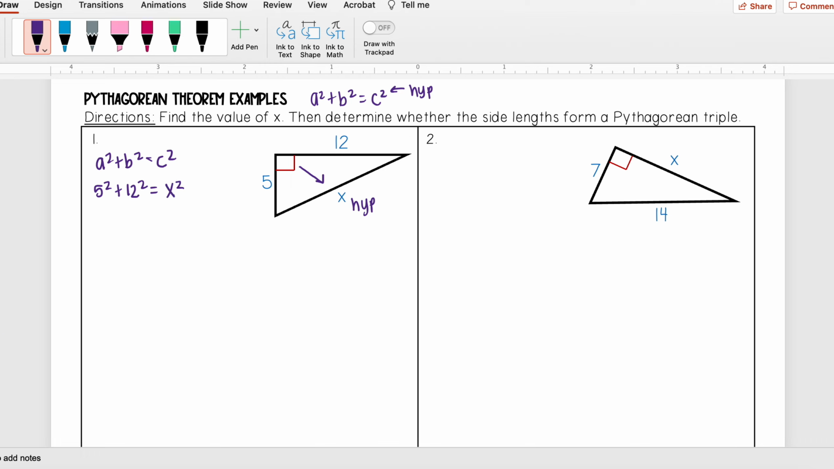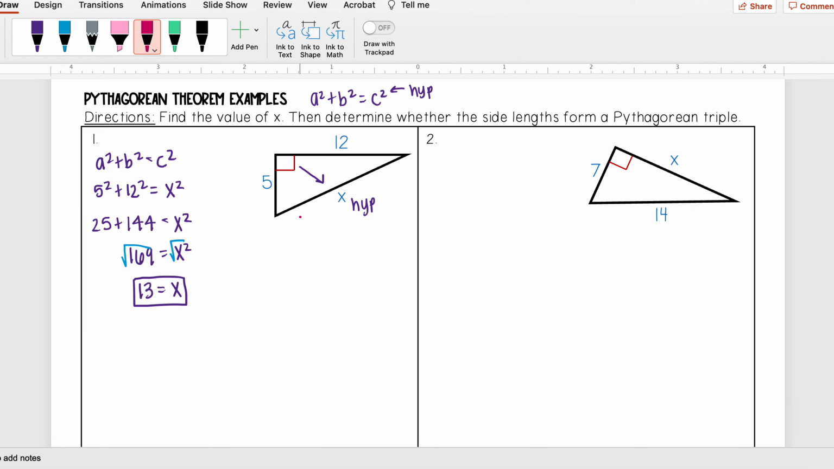And then from here, I'm going to go ahead and simplify. So 5 squared, I get 25. 12 squared, I get 144. 25 plus 144, I get 169. And then to get rid of that square, I just need to take the square root of both sides. And I get that 13 is equal to x.